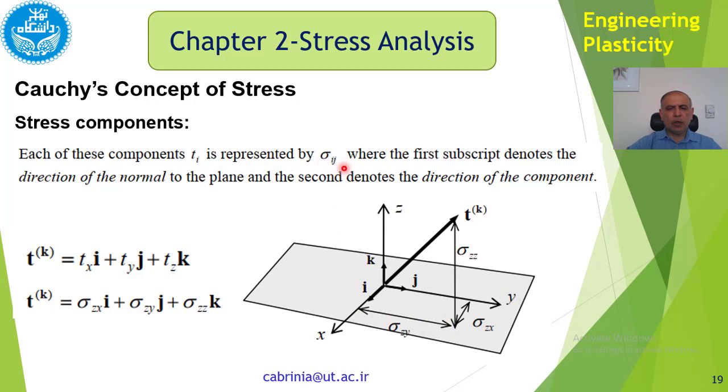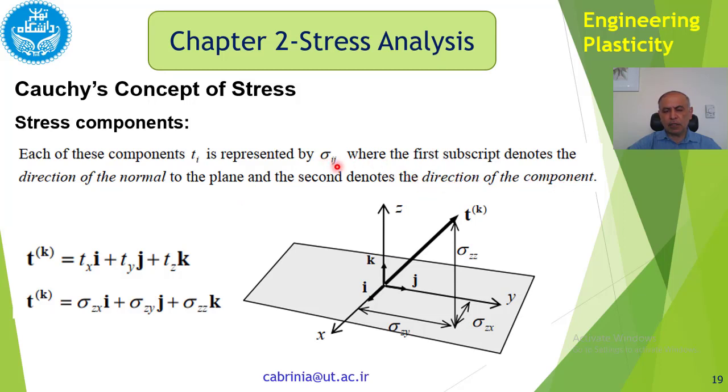So sigma ij means that the first subscript, which is i, denotes the direction of the normal to the plane. So if we are considering, for instance, this xy plane, then i would be z, would be k. Okay, i would be k, sigma k. And then the direction and the plane. And the second denotes the direction of the component.